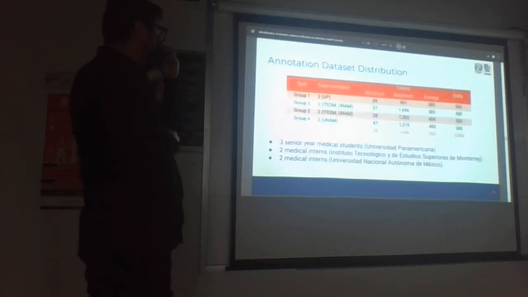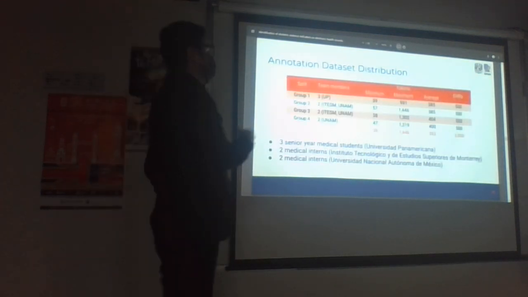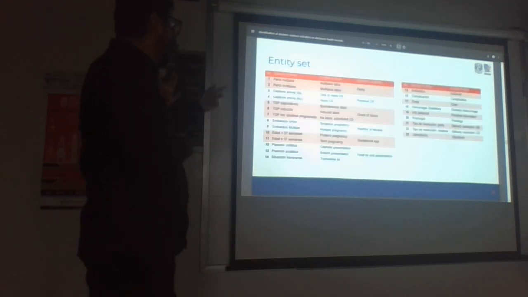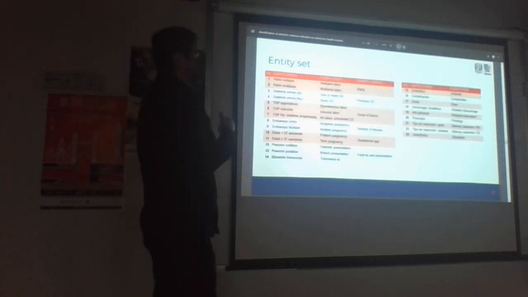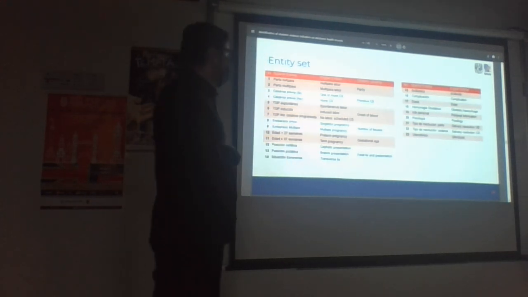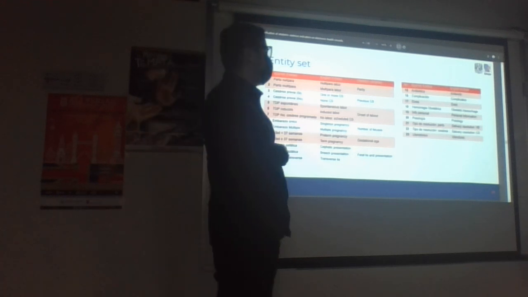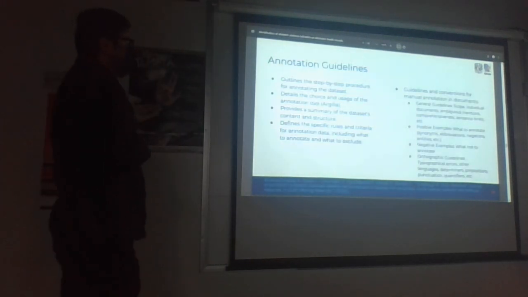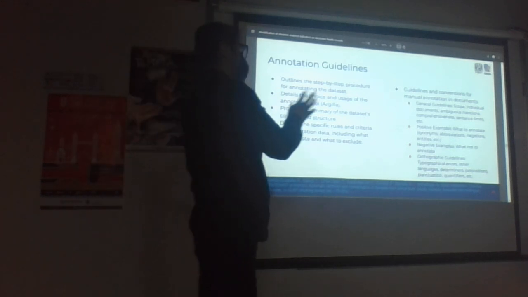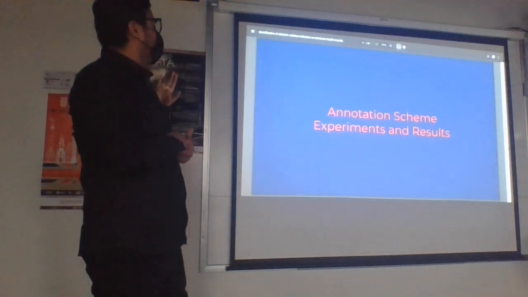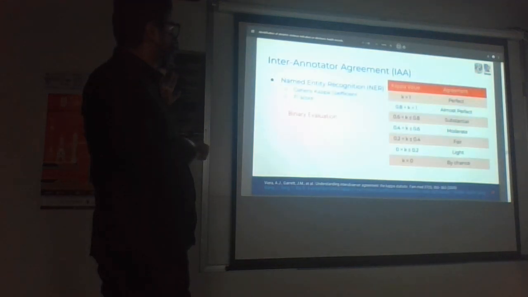The annotation dataset, well, this is just what I said before. These are the entities that we use for the annotation. There are 23: these are the Rotterdam criteria classification and 9 more. The annotation guidelines are not relevant. Next.